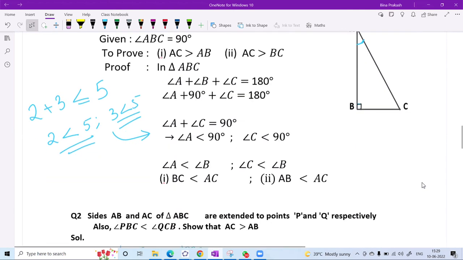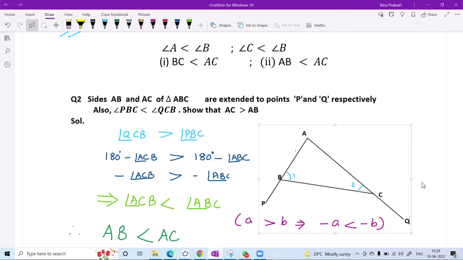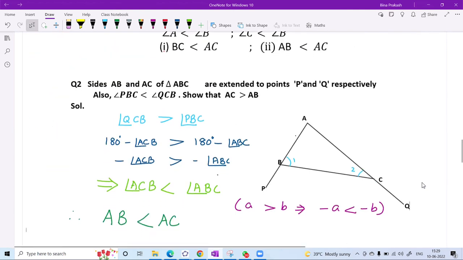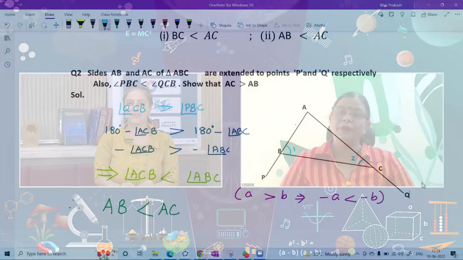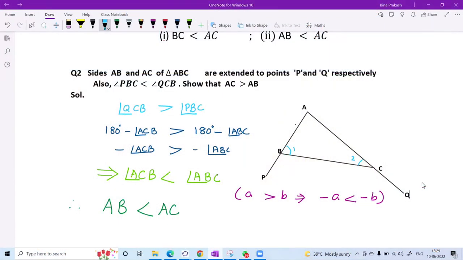Let's move on to the next question. Ma'am, could you give this question as homework to our students? I will take it up in the next session and wind up. Sure. All right. So today we learned three theorems, and on the basis of that we even solved one of the questions. We'll continue this same topic in the next session, and ma'am will be solving more questions.